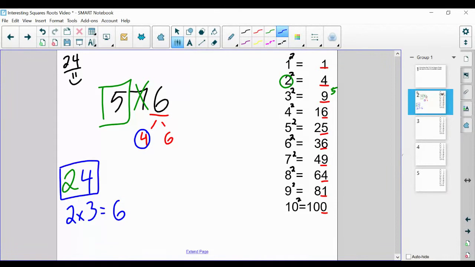Therefore, the square root of 576 is 24. And we knew that from the start. Now again, that might be a little bit confusing, so let's go through another example.